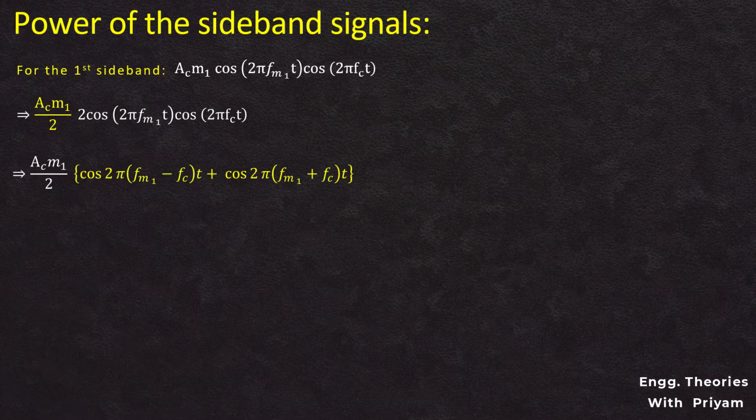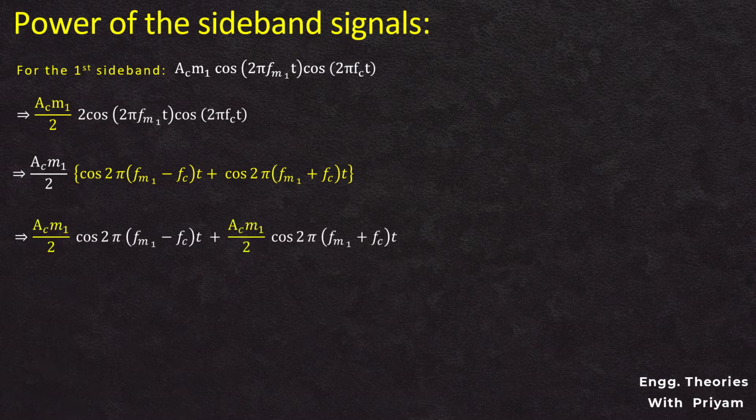Power of the sideband signals. Here the first sideband term in equation 2 is Ac into m1 cos 2 pi fm1 t into cos 2 pi fc t. Now multiply and divide by 2 and the equation becomes, apply the formula of 2 cos A cos B, which will result in Ac into m1 divided by 2 cos 2 pi (fm1 minus fc) t plus cos 2 pi (fm1 plus fc) t.